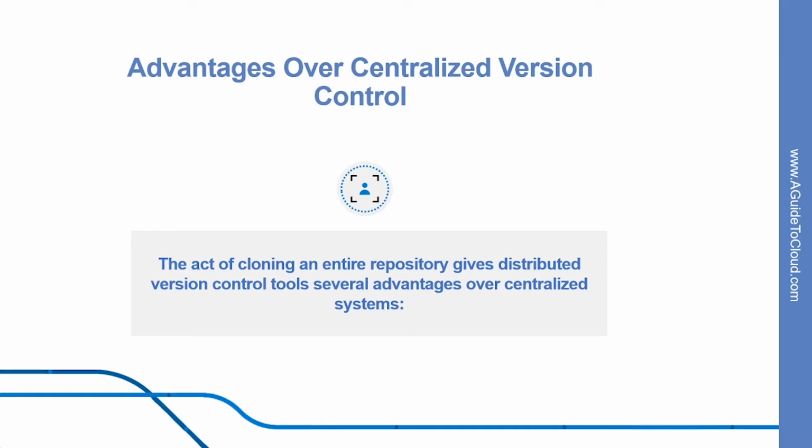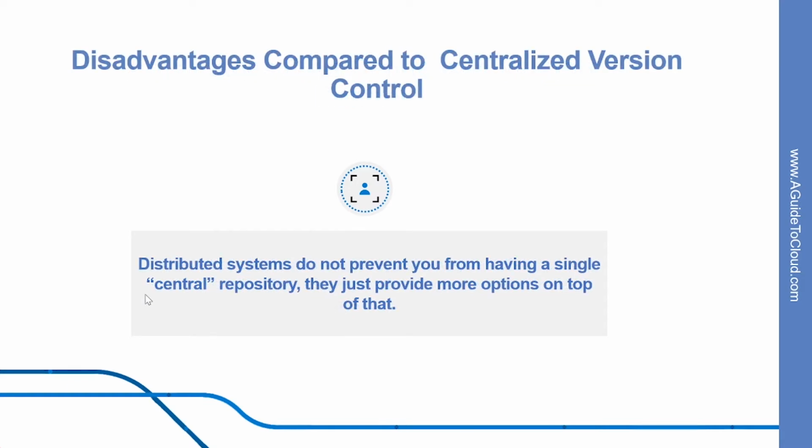Another advantage is that since each programmer has a full copy of the project repository, you can share changes with one or two other people at a time if you want to get some feedback before showing the changes to everyone. So, are there any disadvantages compared to centralized version control? There are almost no disadvantages to using a distributed version control system over a centralized one. Distributed systems do not prevent you from having a single central repository. They just provide more options on top of that.